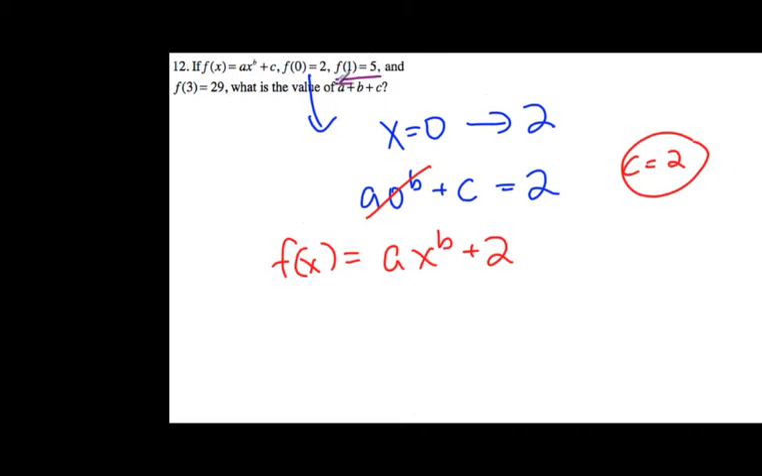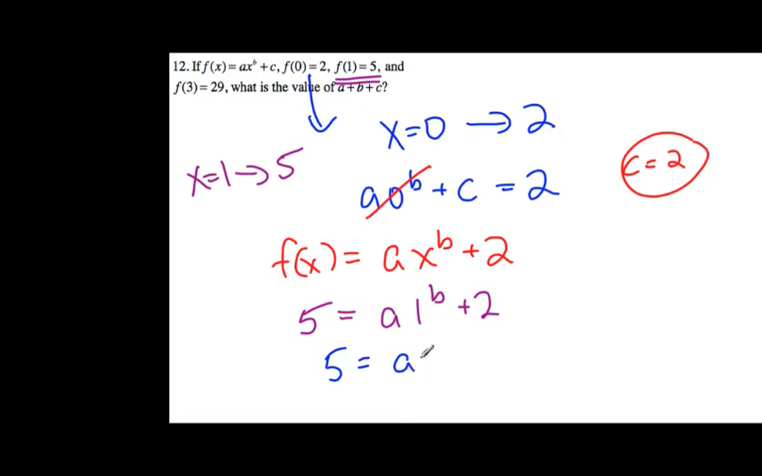So we could go to the second condition. That's going to be when x equals 1, we're going to get 5. So let's plug in when x is 1, we're going to get 5. And now 1 to the anything, it doesn't matter what the anything is, that's going to be 1. It doesn't matter if b was 1,000. 1 to the 1,000 is still going to be 1. So let me rewrite it. 5 equals a times 1 plus 2, minus 2, minus 2. So you're left with 3 equals a times 1. 3 is equal to a. So a equals 3.